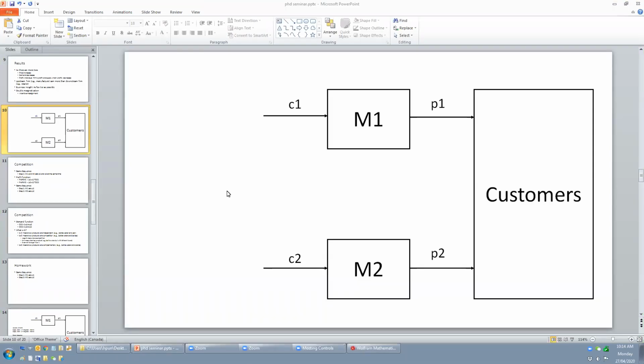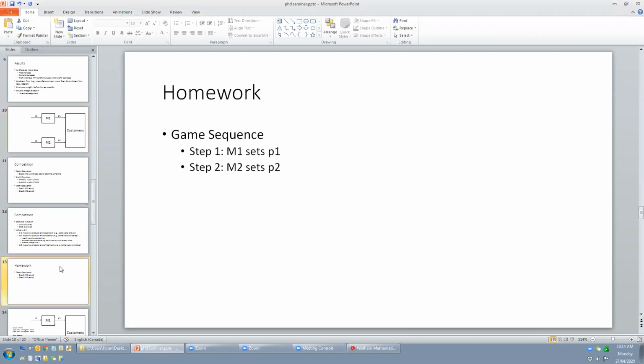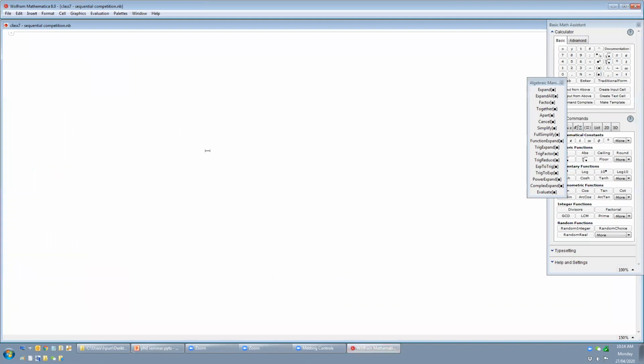So I asked for an exercise. Last time, the exercise that we need to do is basically to consider this competition scenario with a different game sequence. First, manufacturer 1 sets P1 and then manufacturer 2 sets P2. The way to do it would be extremely similar to what we did last time. So let me do it here.